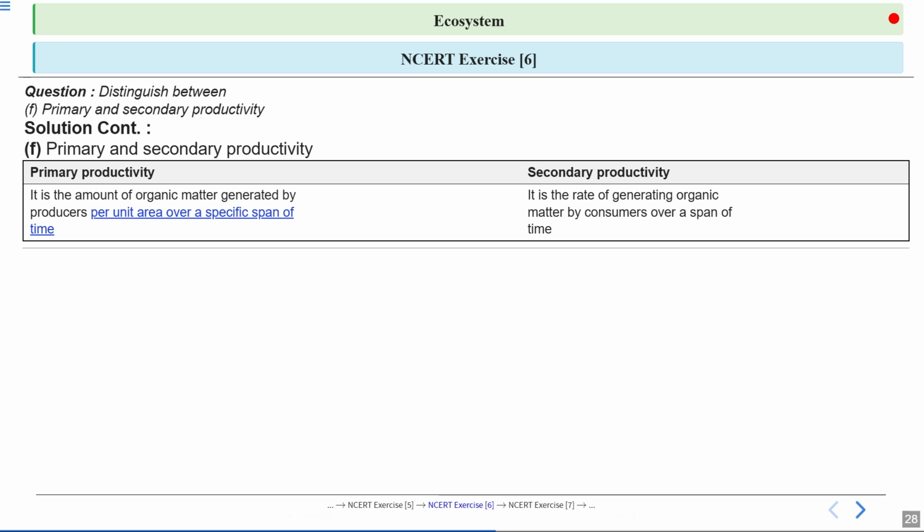Here, secondary productivity is the rate at which consumers, such as animals, produce organic matter by eating producers and converting it into their own biomass. And primary productivity refers to the amount of organic matter produced by producers, like plants, through photosynthesis in a given area over a specific time.